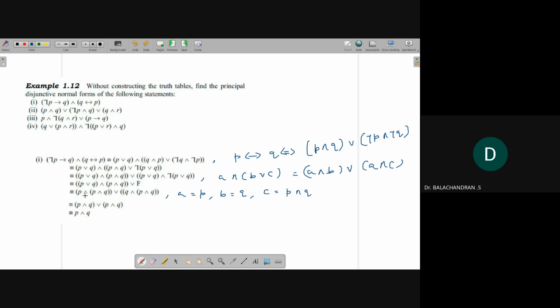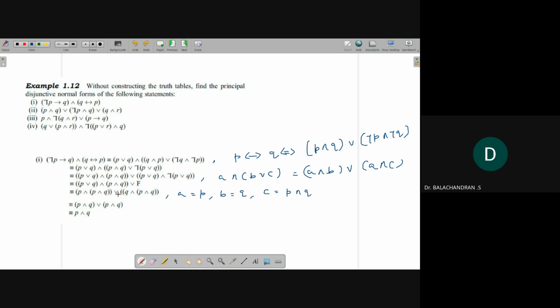How to choose A, B, C? As I already told, this is A. So suppose students sometimes will take this as A, this as B, this as C. In this case, what will you get? A or Q and P. Okay, so that means we don't get this form.